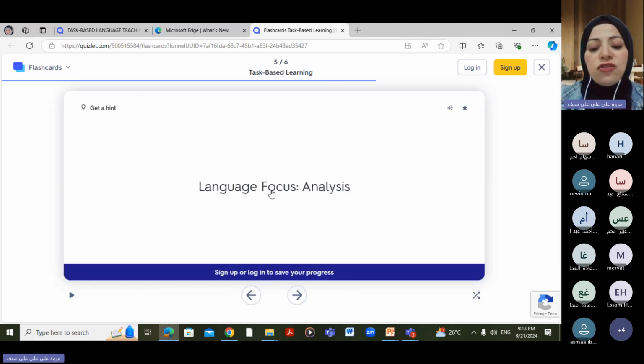What is the language focus, which is the analysis? It's the post stage. The post stage is analysis. How?